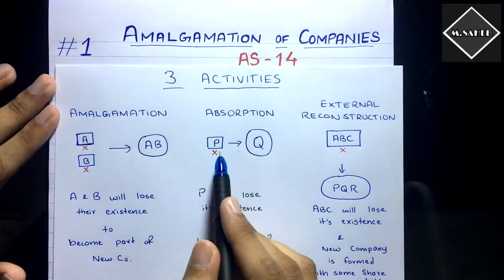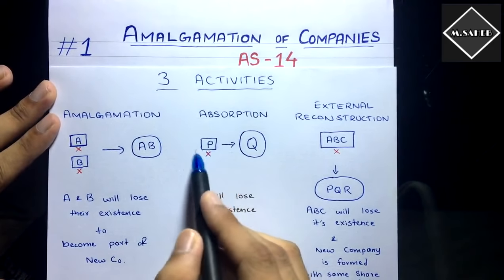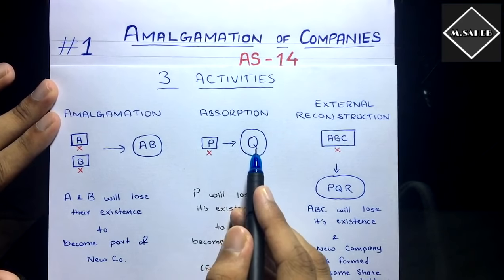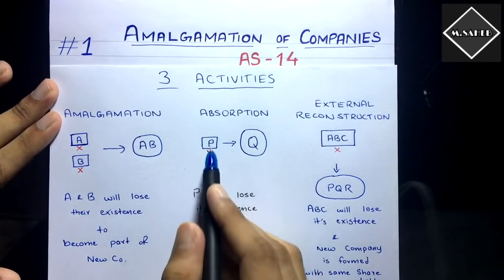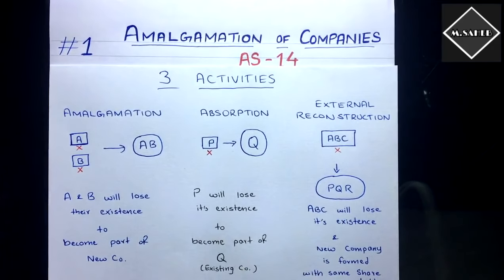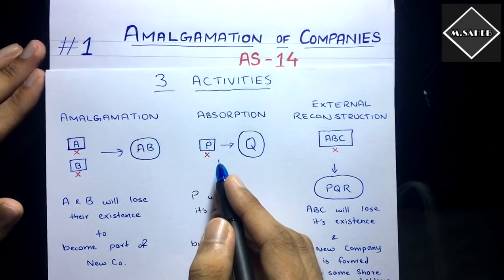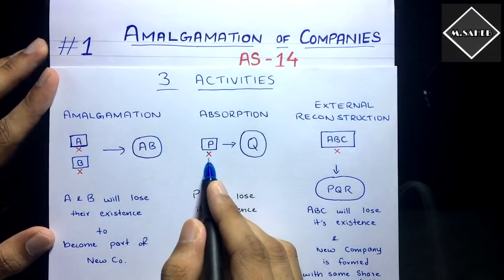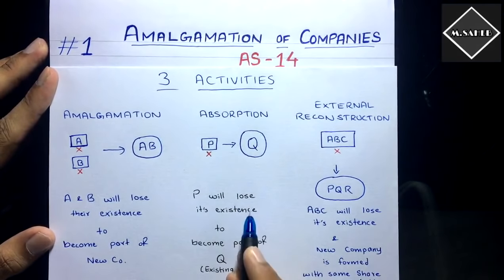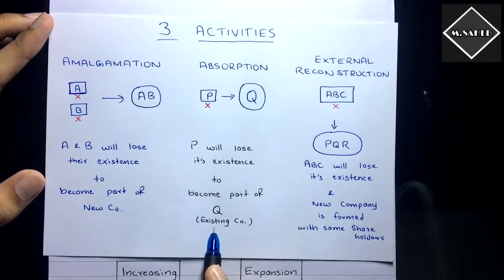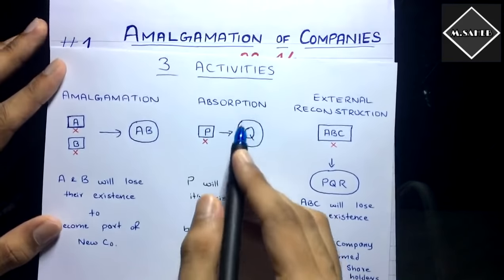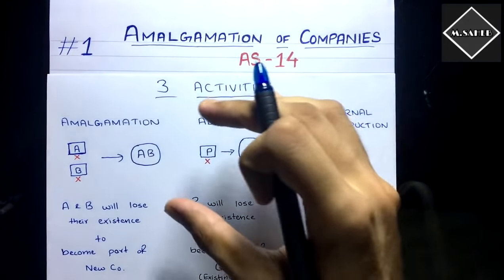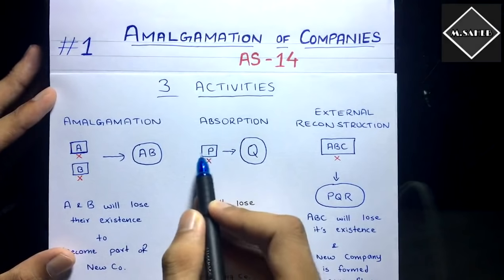So here, let's say this P company will be liquidated. Okay, it is becoming part of Q company. Q company is eating up the P company. So this P company will go into the coffin, it will go into the box, it will lose its existence, and it will become part of Q company. Okay, it will lose its core existence. P will lose its existence to become part of Q company, the existing company. Now this is not a new company, both are existing companies only, but one company is taking over the other, and that P company is no more.